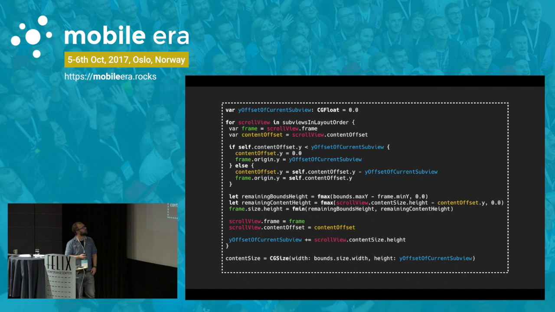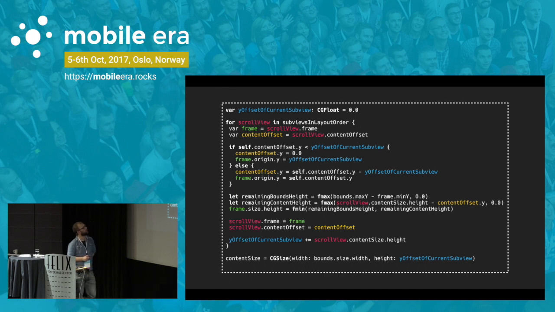By defining the remaining bounds height of the parent and using the frame that we declared here, and then taking the remaining content height, and that's based on the size, minus the content offset y, we can effectively create a new frame that's basically going to tell us if the view is coming in from the top, if it's reached its full potential, or if it's going off screen.